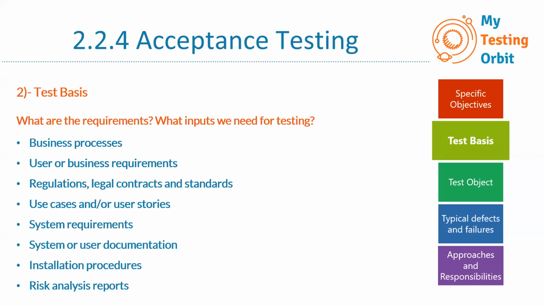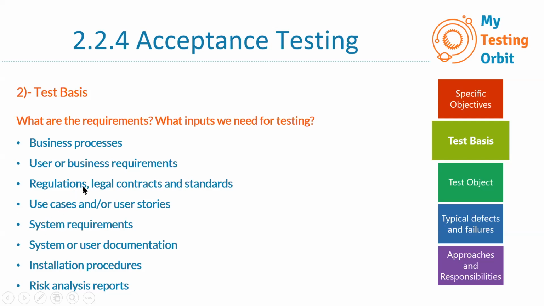Then we come to test basis, that is, what are the requirements and what inputs we need for acceptance testing. So we can have business processes, which can be our base for the requirements and based on which the acceptance testing can be performed. Or if there are no business processes, then maybe some user requirements, user stories, business requirements. It depends on what kind of project we are working on and which SDLC model we are using, how we are getting the requirements. So it can be in different ways.